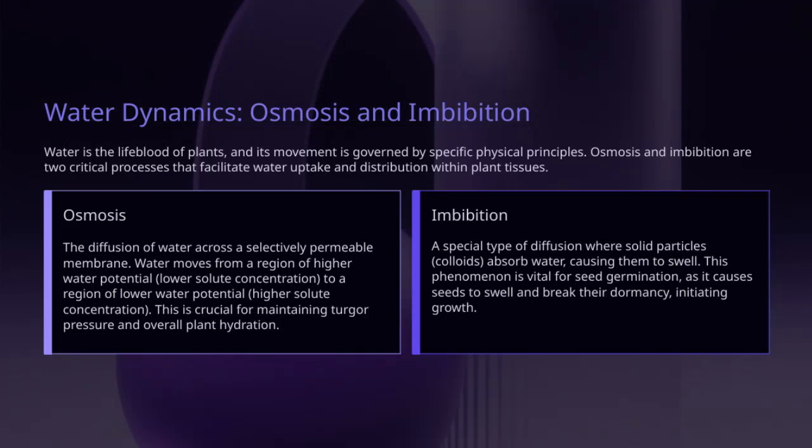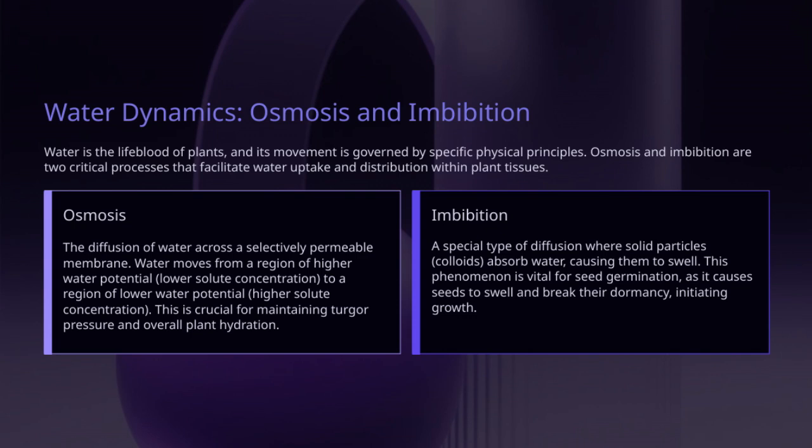Let's talk about a special type of diffusion called imbibition. This is when solid particles, known as colloids, absorb water and swell up. This process is really important for seed germination because as the seed absorbs water, it swells and breaks out of its dormancy, which kickstarts the growth process.